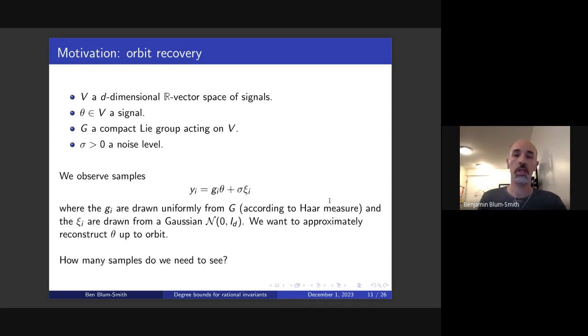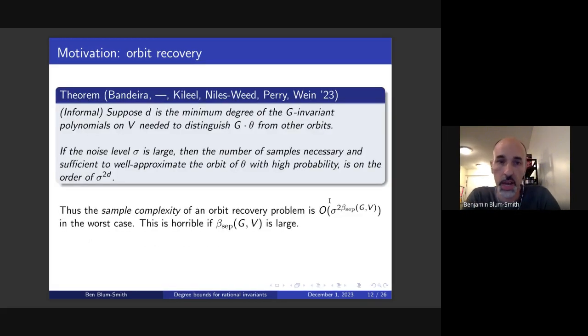Because if the noise level is high, one sample obviously tells you nothing. So how many samples do we need to see? And in particular, how does the number of samples we need to see to do that job scale with the noise level? So here is the answer. And this is an informal statement because it's a statistical signal processing theorem, and so the technical details are off topic for this conference. But this is the main story.